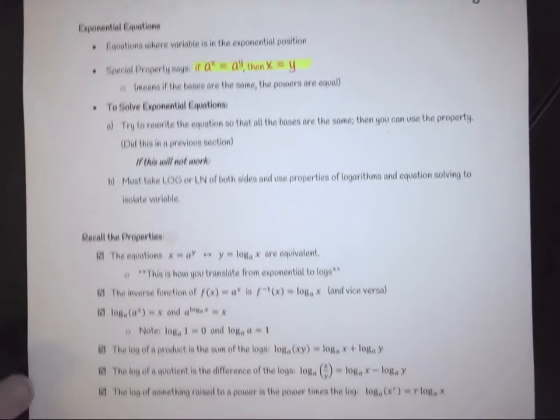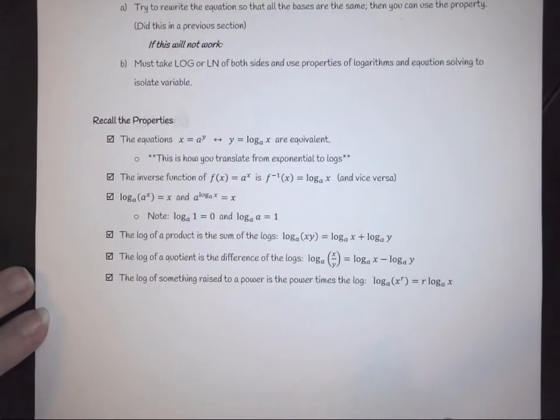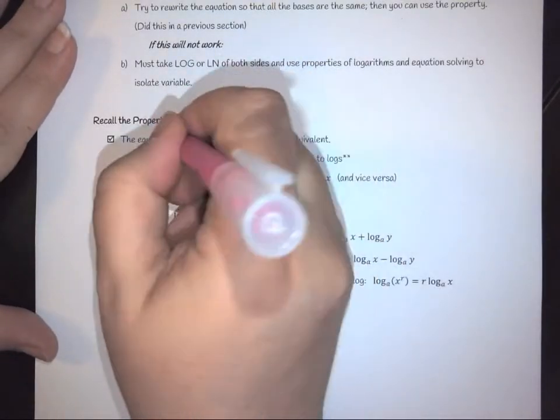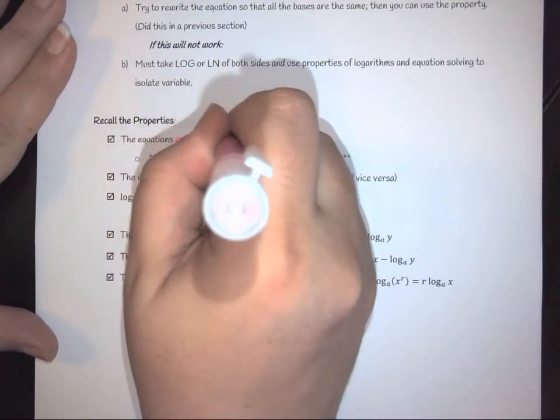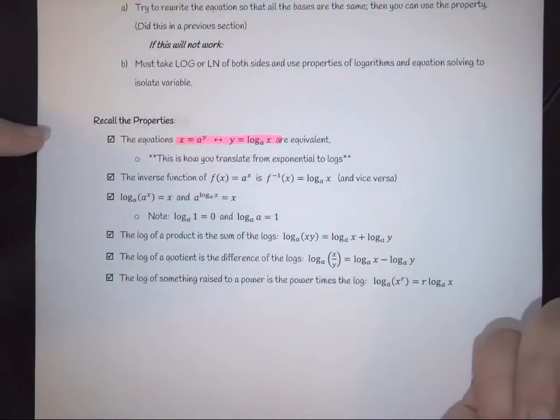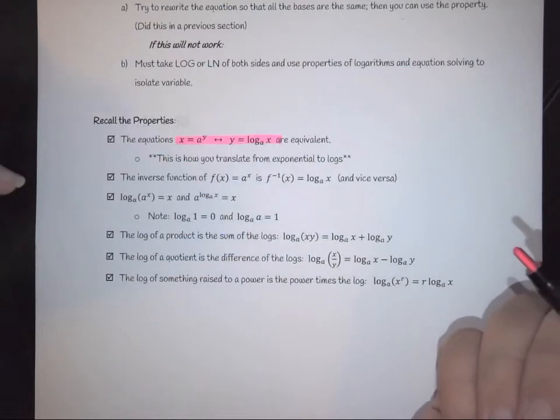Now, some of the properties that you would need to refresh yourself on are the fact that we have the property for equivalence. Equivalence says if you have an exponential equation, you can rewrite it into the form of a log equation. Okay, so we can translate from one into the other.